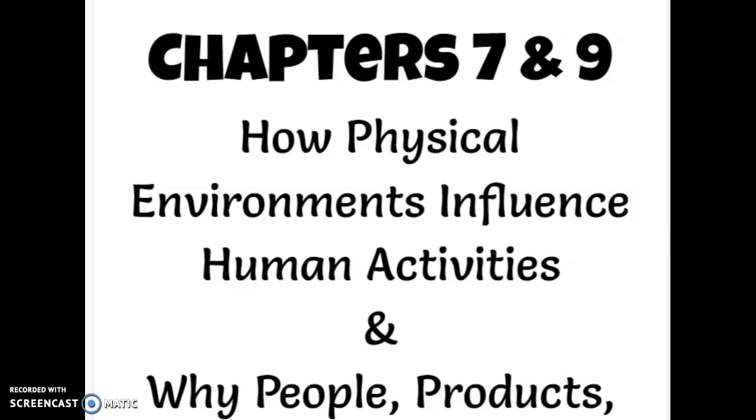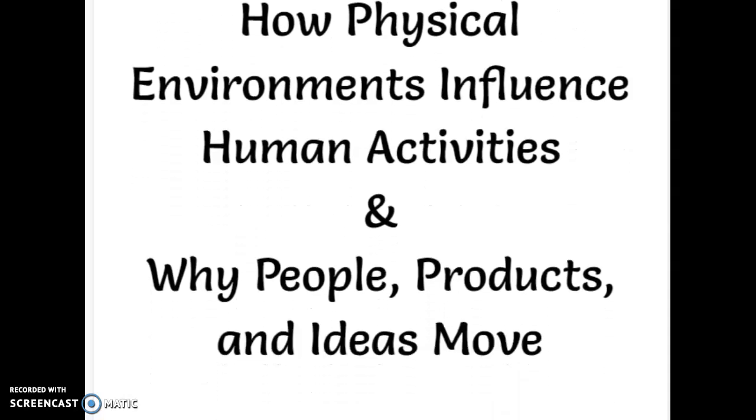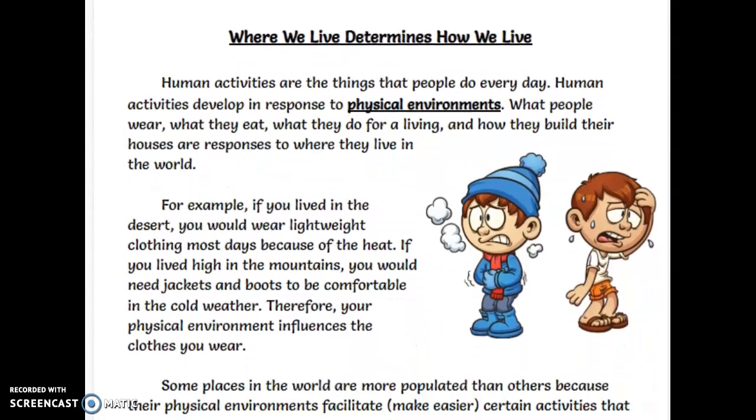Chapters 7 and 9: How Physical Environments Influence Human Activities, and Why People, Products, and Ideas Move. Where we live determines how we live. Human activities are the things that people do every day. Human activities develop in response to physical environments. What people wear, what they eat, what they do for a living, and how they build their houses are responses to where they live in the world.